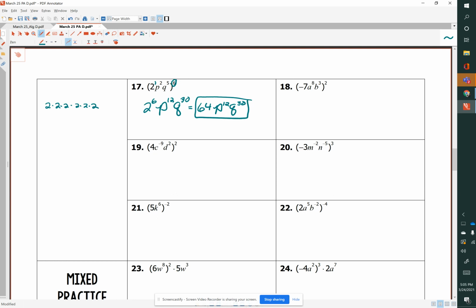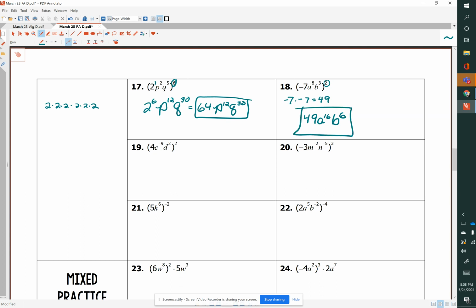So number 18, negative 7 to the second power. Negative 7 times negative 7 equals a positive 49. So this is going to turn 49. So we will have 49, and then our a will be 8 times 2, 16, and our b, 3 times 2, 6.